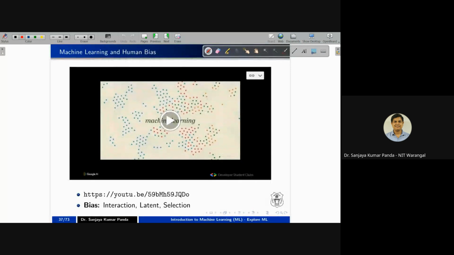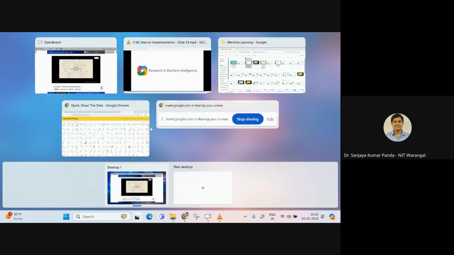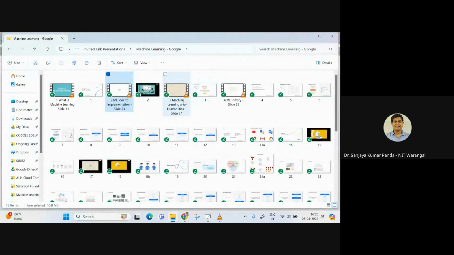Then we'll see one of the important concepts in machine learning, which is called bias. In this video, whatever I'm going to show you, bias is considered as three types. One is called interaction bias, another is called latent bias, and another is called selection bias. It is a very important concept, so I'll show you this small video. Try to understand these three concepts.